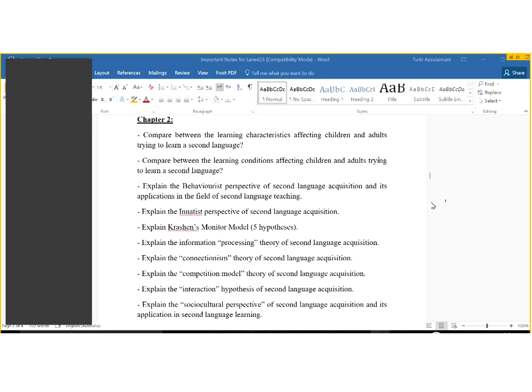So, like I said, on page 30, to answer the first question, compare between the learning characteristics that affect children's acquisition of the first or second language and those that affect adults. Okay, so it's different when you are a child and when you are an adult trying to learn the second language. So go down to learning characteristics. You can see the first paragraph. We need these points. So the first point is in the first paragraph.